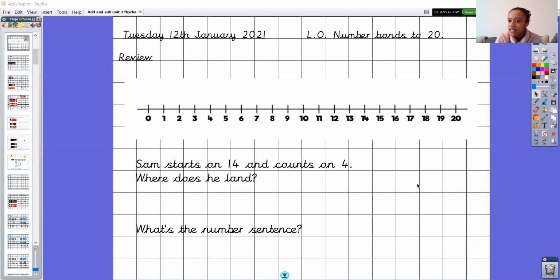We had a question like this yesterday. Sam starts on the number 14 and he counts on 4. Where does he land? And what's the number sentence? You did a super job with this yesterday, so let's just do this one together.